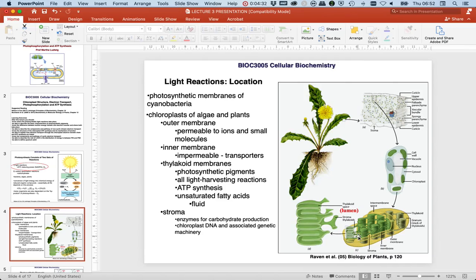The outer membrane is permeable to ions and small molecules, whereas the inner membrane is impermeable to these molecules and instead has lots of transporters, so that anything from the cytosol or cytoplasm that has to get to the inside of the chloroplast has to go through a transporter on that inner chloroplast membrane. And then once inside the chloroplast, we see a third membrane system, and that's known as the thylakoids.